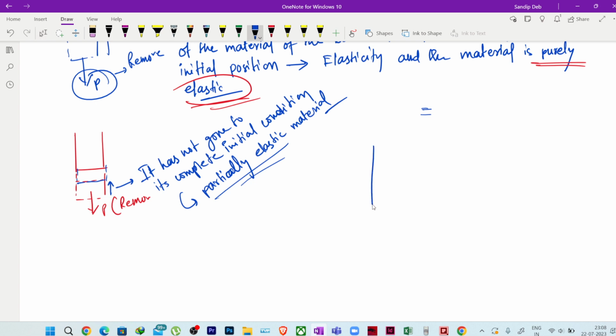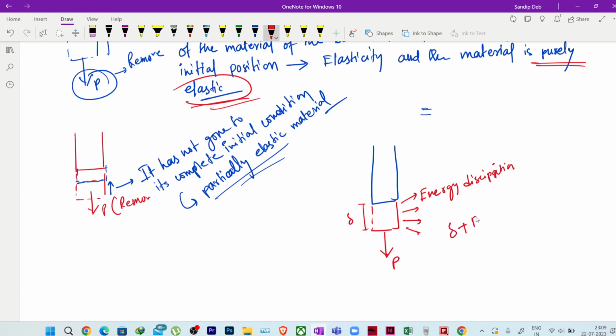Suppose this is my bar, and elongation happened due to the load of P. So not only elongation happened, along with this some energy dissipation also happened. So I will write energy dissipation. Okay, so here we got delta plus energy dissipation, which is equal to this P.